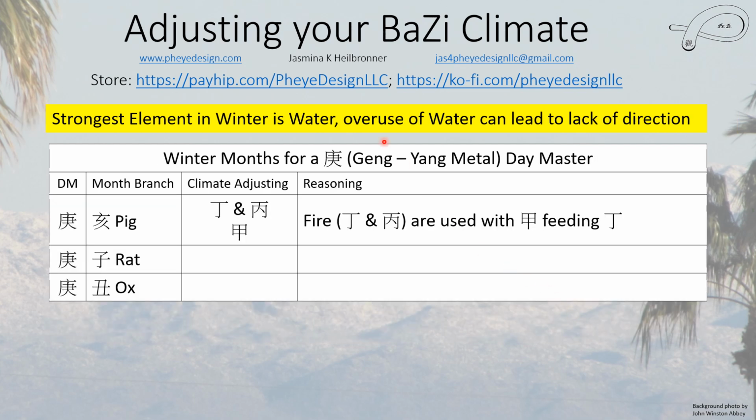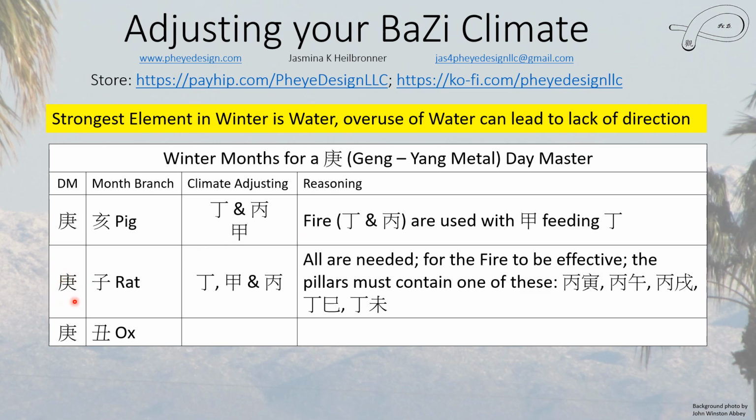So now in the winter, water is the strongest. Water is what metal produces. So metal tends to get rather weak in the winter, because the water is overwhelming it. And so if you're born a gunmetal in the month of the pig, then you basically need fire. And you also need a bit of wood to feed that fire. That's what the translation says.